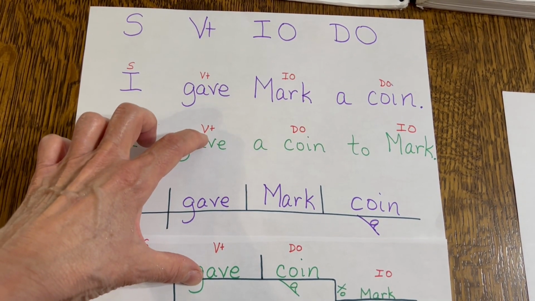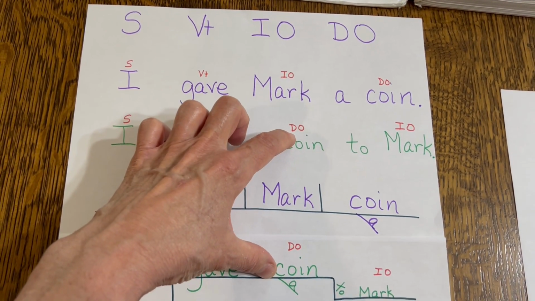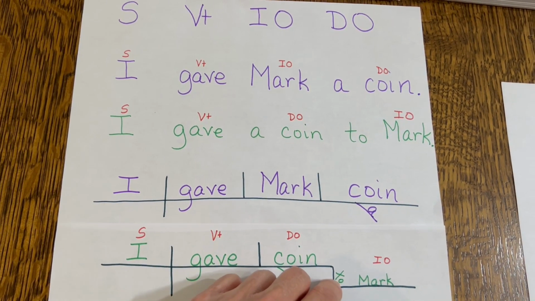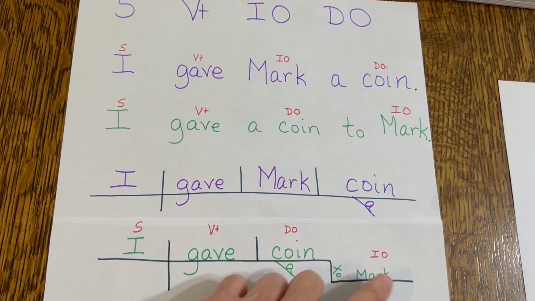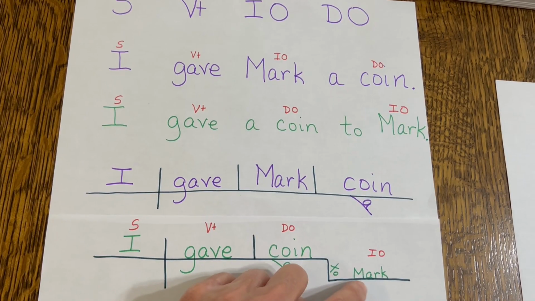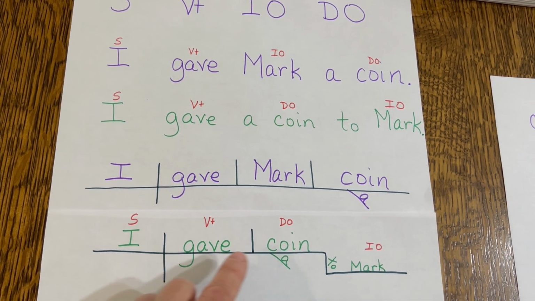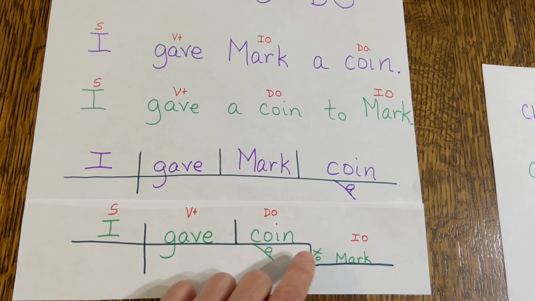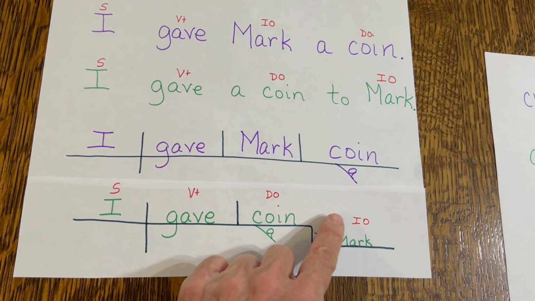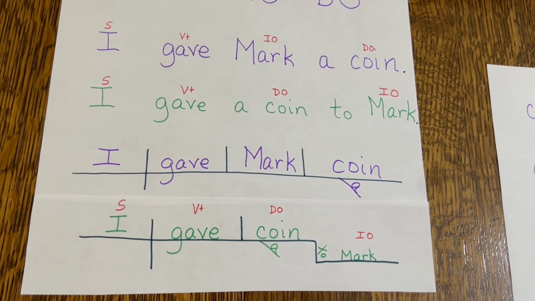Subject, verb transitive, direct object, and then you go down a little bit in the indirect object because you've got this little preposition here, to Mark. I gave a coin to Mark. This Mark is receiving something from the direct object.